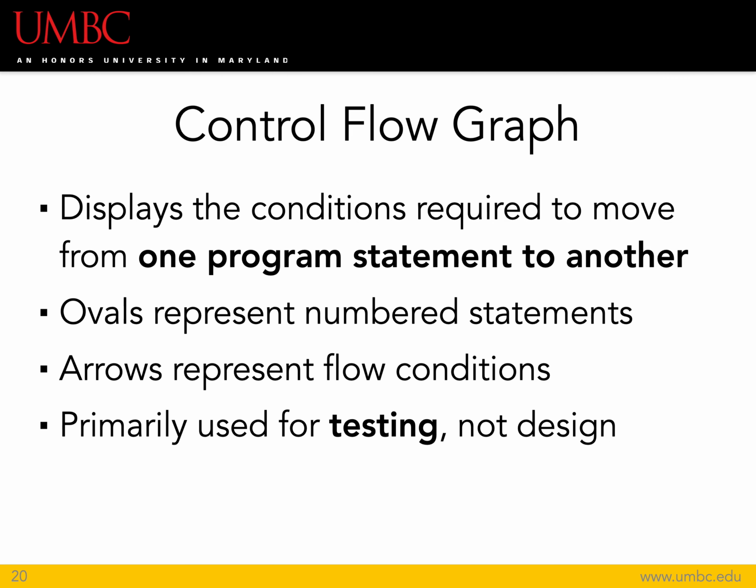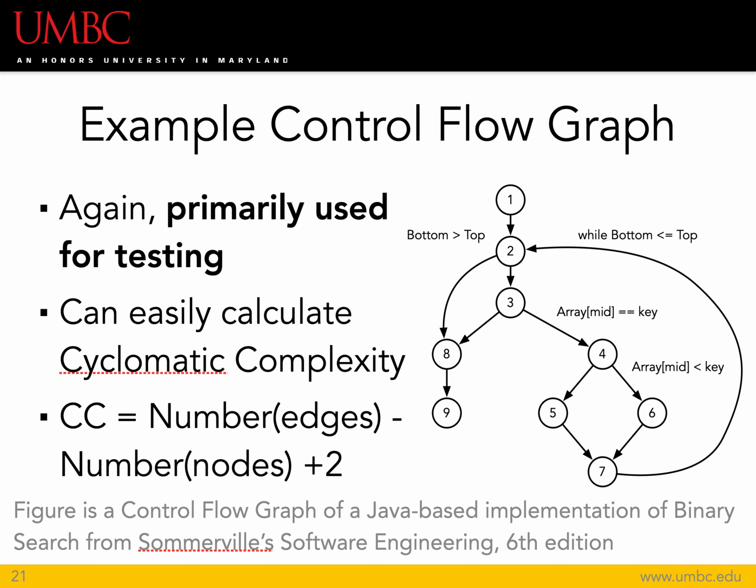So what is the control flow graph, the sort of computer science diagram, the testing diagram that you may have heard of if you had a STEM background? This is the thing that's displaying conditions required to move from one program statement to another, right? So somewhat different than moving from one module to another. In this particular case, we use ovals to represent numbered statements, arrows to represent flow conditions, and again, primarily used for testing. So here's an example of a control flow graph.